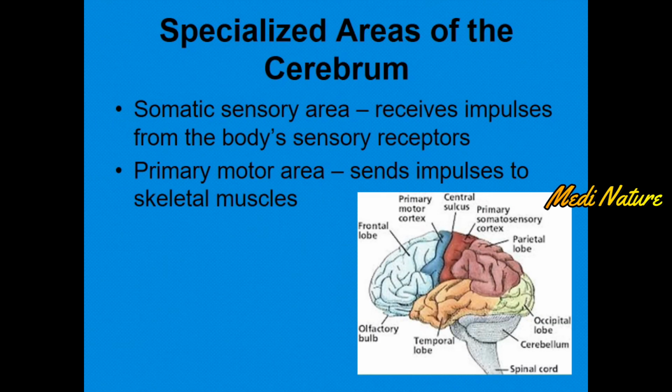When we are considering the functional areas of the cerebrum, there are two main areas. The first one is somatic sensory area. It lies on the post-central gyrus, just behind the central sulcus. And the second one is primary motor area, which lies on pre-central gyrus, that is just in front of the central sulcus. The somatic sensory area receives impulses from the body's sensory receptors, while the primary motor area sends impulses to the skeletal muscles.